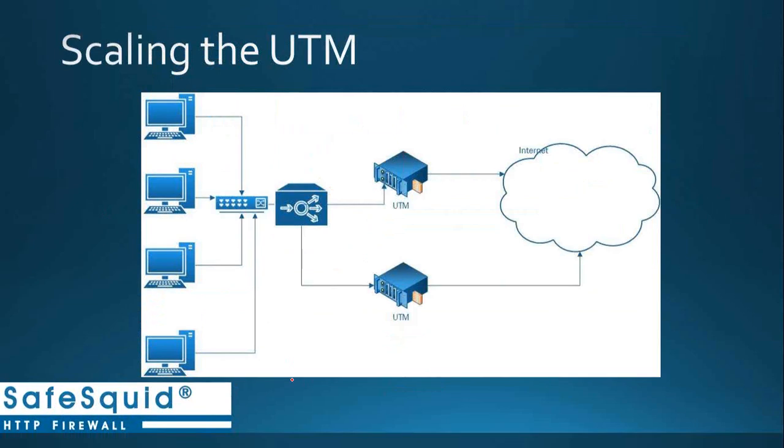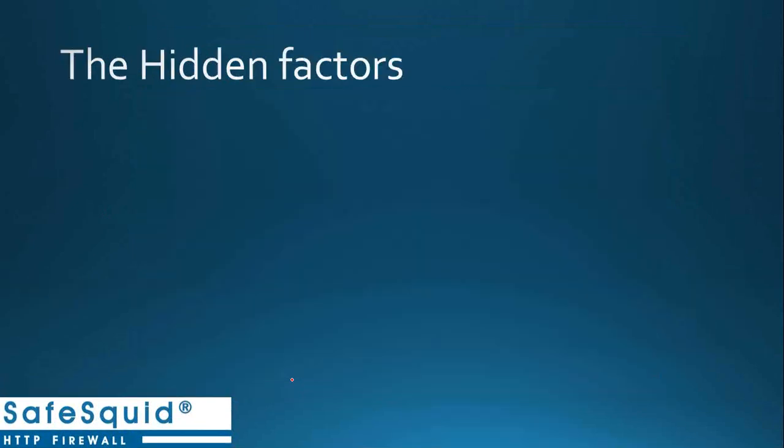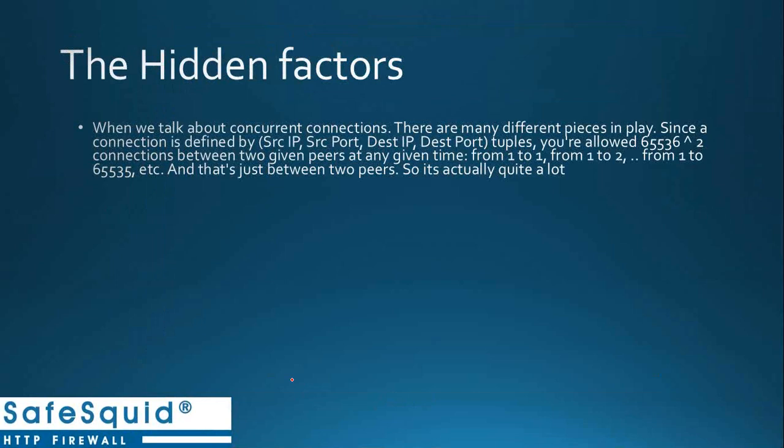So these are some hidden factors which I am going to talk about right now. When we talk about concurrent connections, there are many different pieces in play. Since a connection is defined by source and destination IP and source port and destination port, you are essentially allowed to have 65536 to the power 2 connections between two given peers at any point of time. And this is port to port.